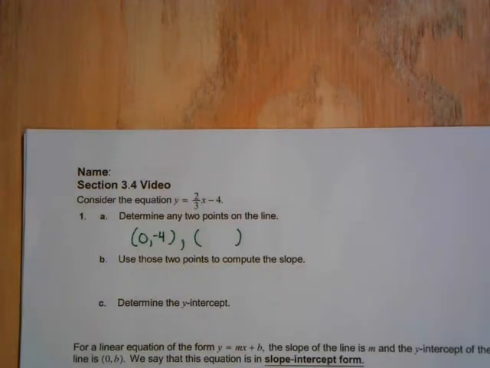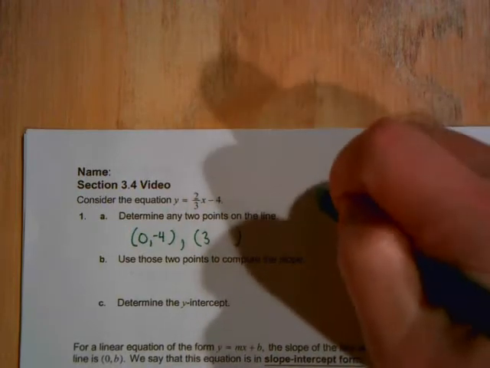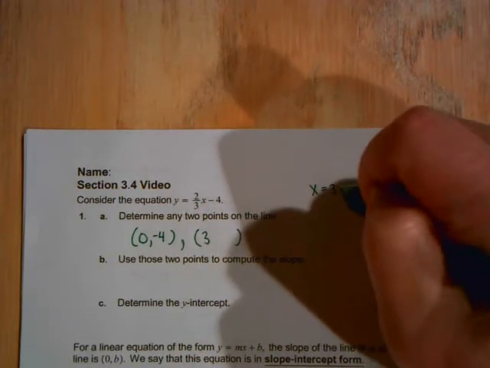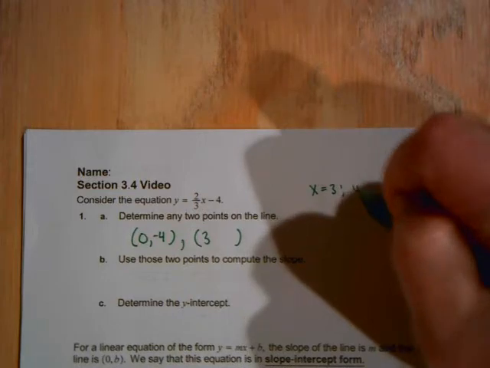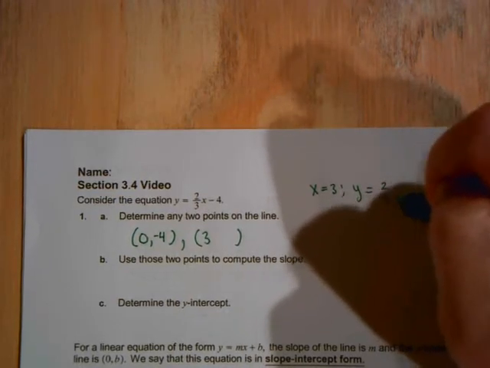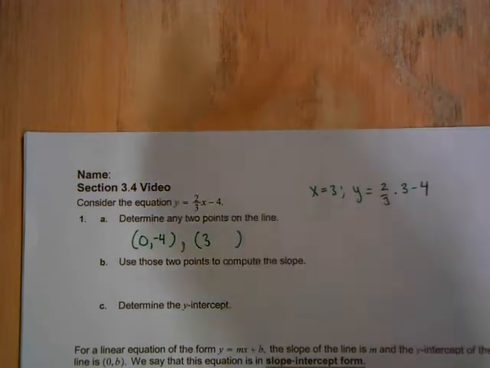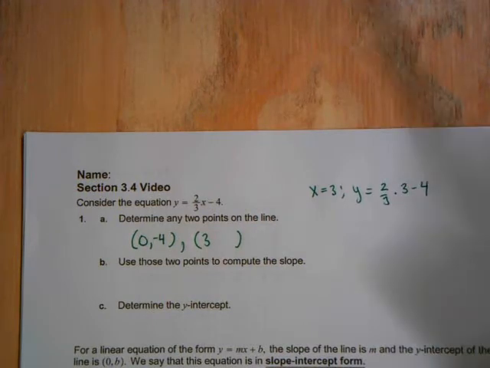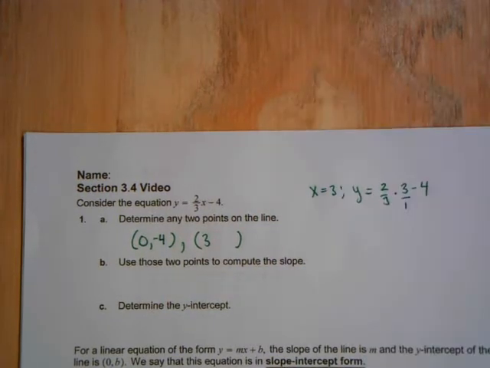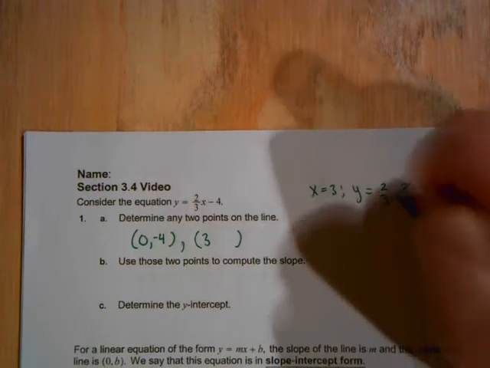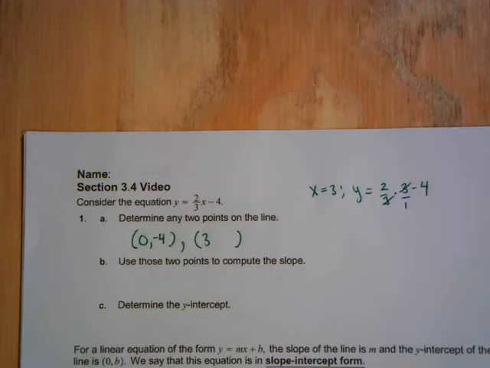Now the reality is I could plug in any number in the world that I like, but I'm going to be clever, and I'm going to plug in 3. And the reason I'm going to plug in 3 is when x is 3, y is going to be 2/3 times 3 minus 4. And the reason 3 is a clever number, I think of 3 as being 3 over 1, and I notice I can reduce my fractions.